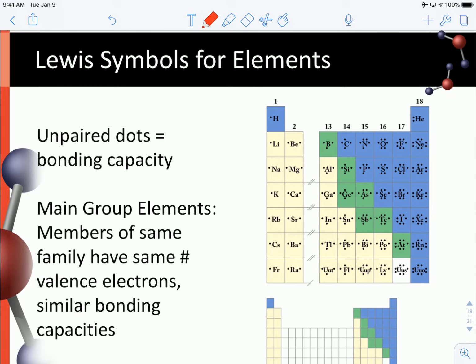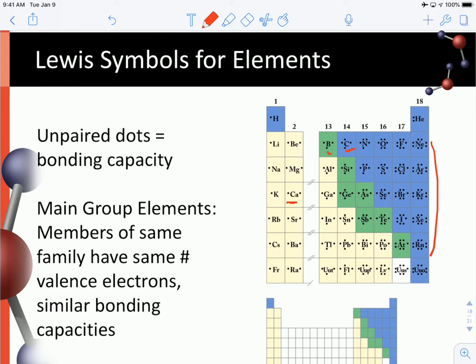Notice calcium has 2. It doesn't matter if it's on the left and right, top, bottom, but they use the same convention throughout. Here's boron with 3. There's your carbon with 4. And then you start to pair them up, and here's oxygen. And then you get to the noble gas configuration where you have 8 surrounding them, and they're completely full, and this is what makes them unreactive.